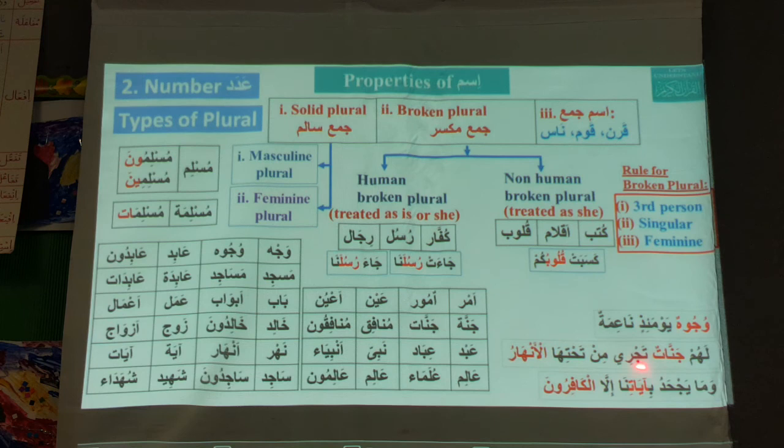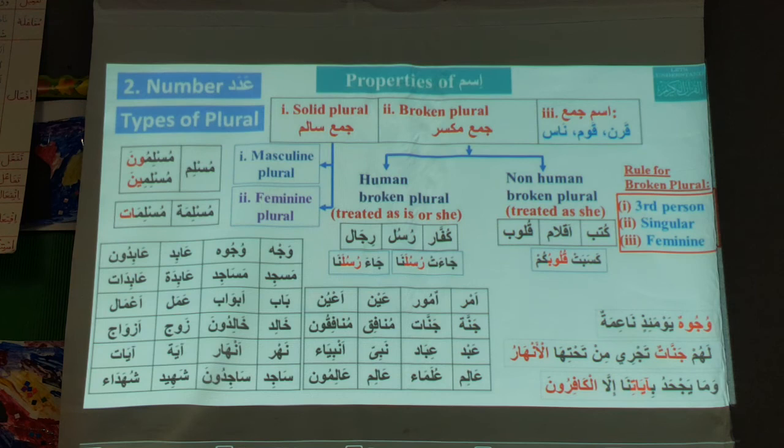This is: lahum jannatun tajri min tahtiha al-anhar. This is very famous and comes in the Quran many times. For them are gardens, tajri, she flows, min, from, tahtiha, under them, al-anhar, the rivers. For them are gardens, rivers flow under them. So tajri is for anhar or jannat? Tajri is for anhar. She flows, that is why the feminine is used. Jannat is the plural of jannah, and anhar is the plural of nahar.